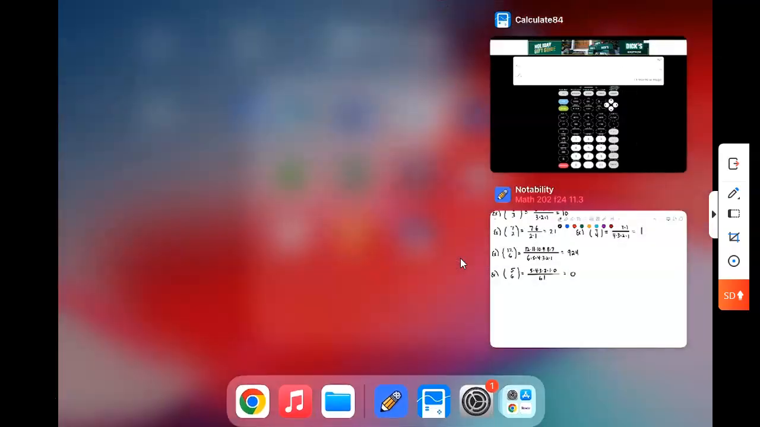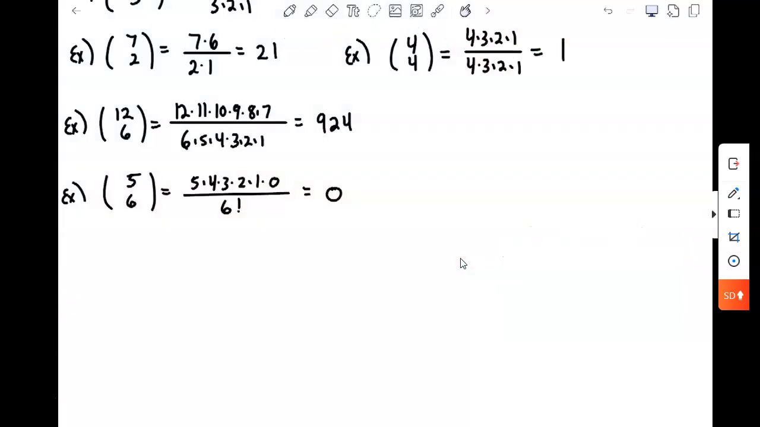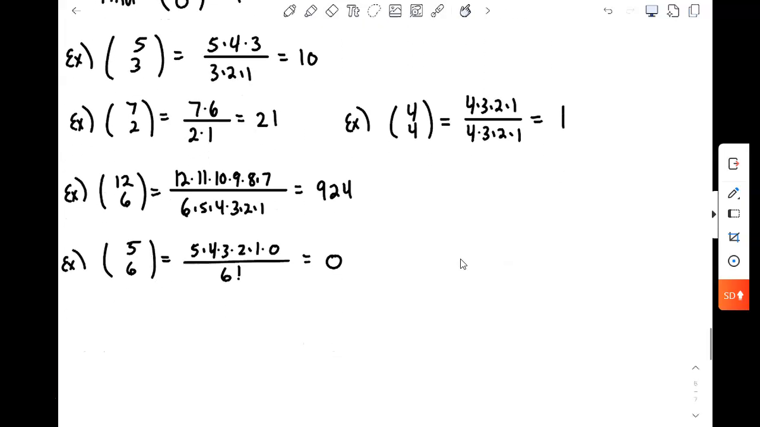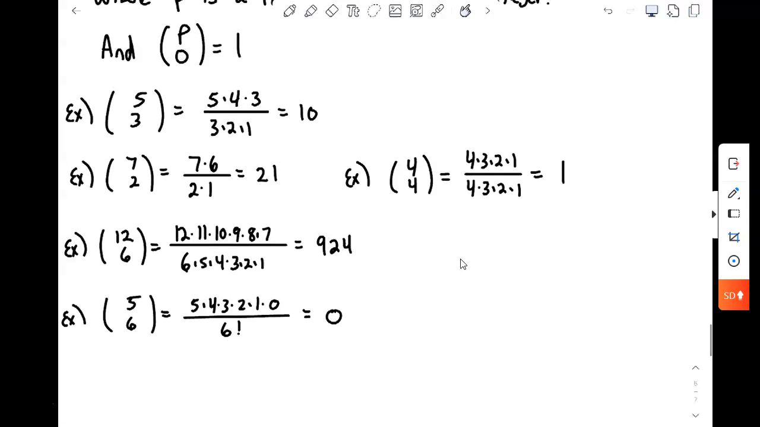So that is the binomial coefficient. We're going to see a little bit of what it means in a moment. We'll talk about what it means and how to use it in some upcoming examples. But first, we just wanted to talk about how to compute it.